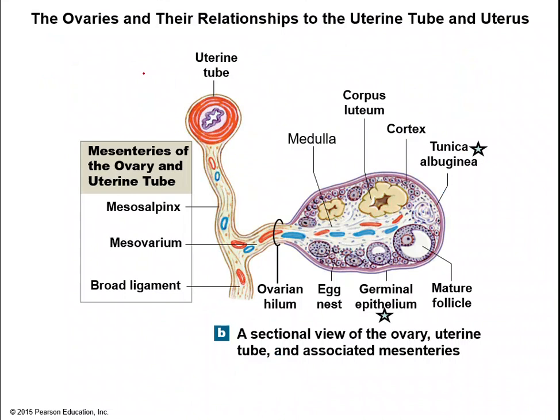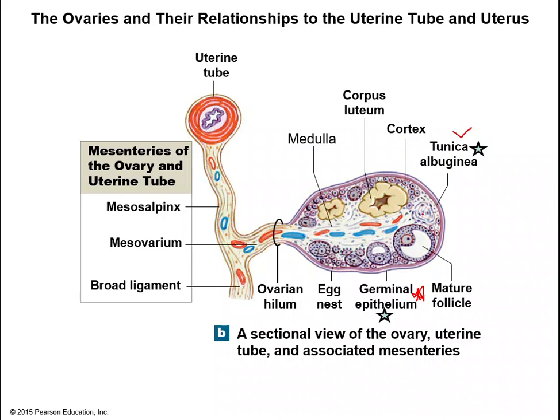Now, the ovaries have two layers. The outermost layer is made of simple cuboidal epithelial tissue, and this outer layer is called the germinal epithelium. The innermost layer is more of a fibrous, connective tissue, and it is called the tunica albuginea. This is the inner one.